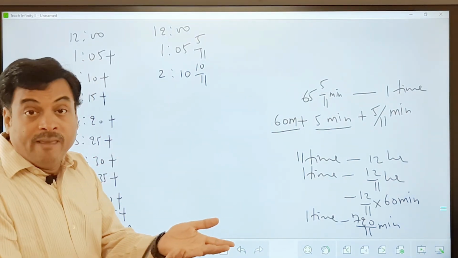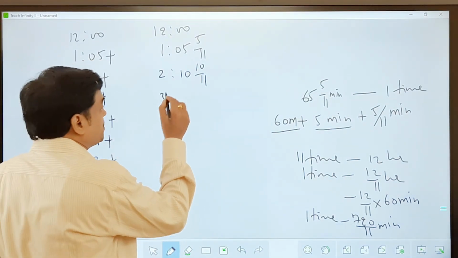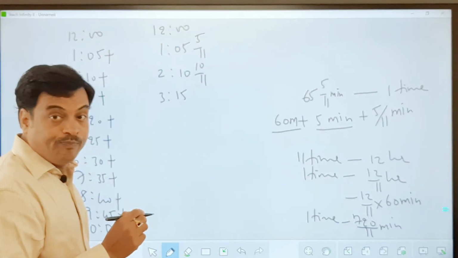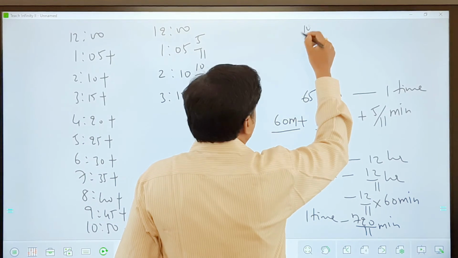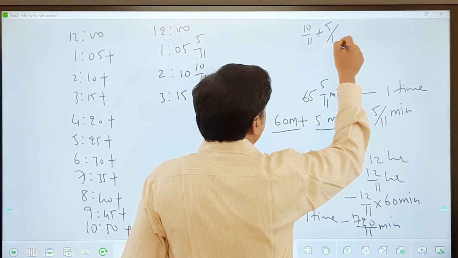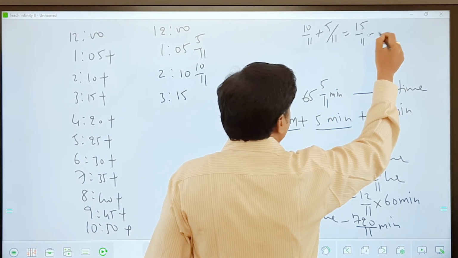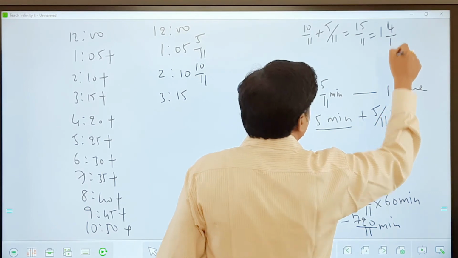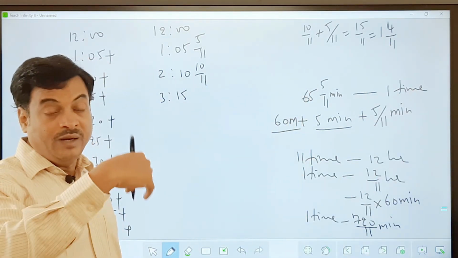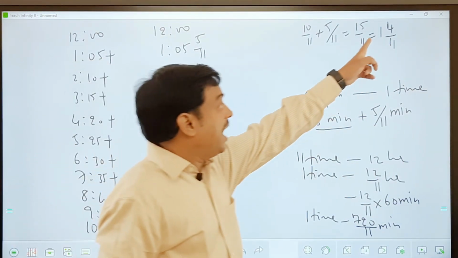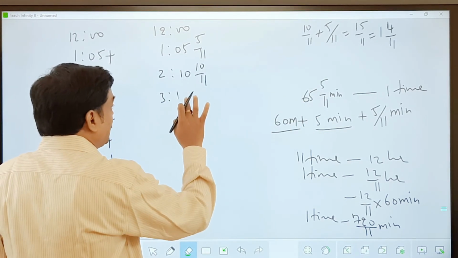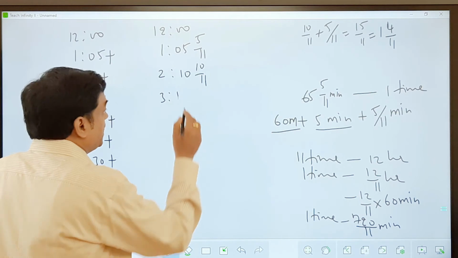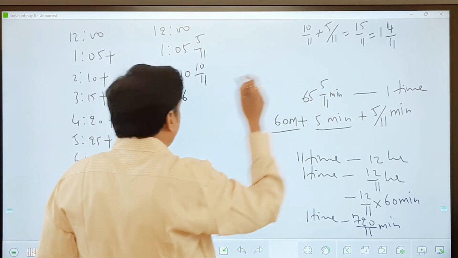Again adding 1 hour 5 minutes and 5 by 11, this becomes 3:15. Now already 10 by 11, another 5 by 11. See here, 10 by 11 plus 5 by 11 will be 15 by 11, which I can write as 1 4 by 11. If I divide 15 by 11, it is 1 4 by 11. So that 1 minute will be added over here. So instead of 15, I should exactly write 16 here, and that 4 by 11.